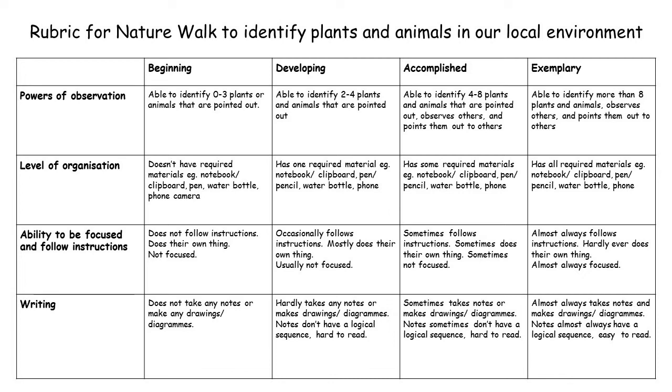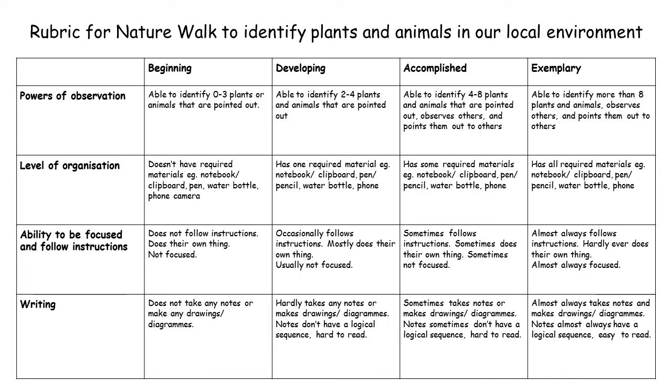So here's what I wanted to assess my students on. First of all, I want to see if they are actually observing anything. Are they able to identify something that's pointed out to them? If they see it again, are they able to say, oh, that's the thing that you just showed us back there? Then at the next level, are they able to point out something to somebody else? And how many of those things? How much are they observing and absorbing?